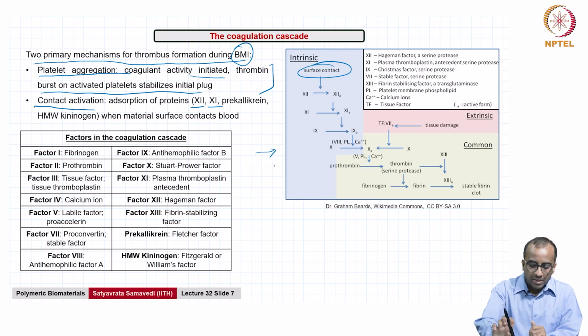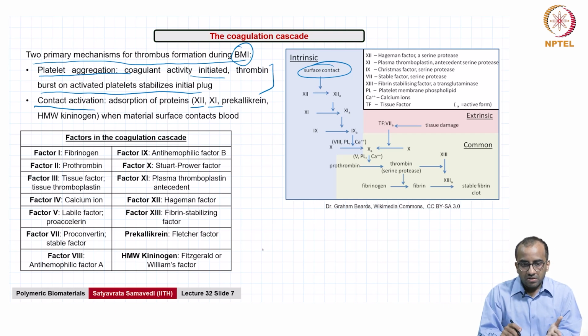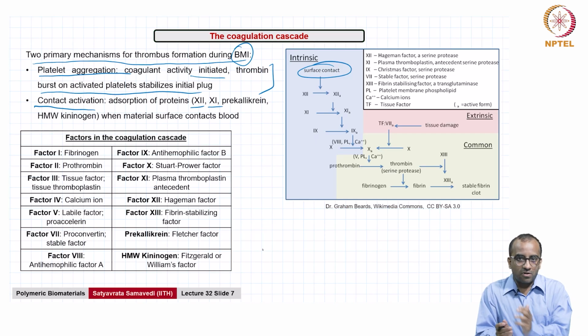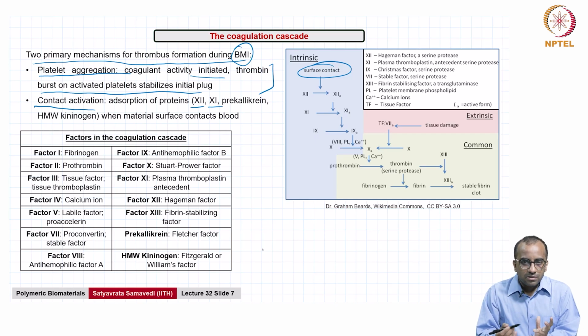And what is shown in this table is all the factors that are involved in the blood coagulation cascade. And one question that might immediately come up in a student's mind is, am I expected to remember the names of all these factors and understand or remember all the steps involved in the coagulation cascade? The answer is no, because these are all names and facts that you can look up in a textbook.